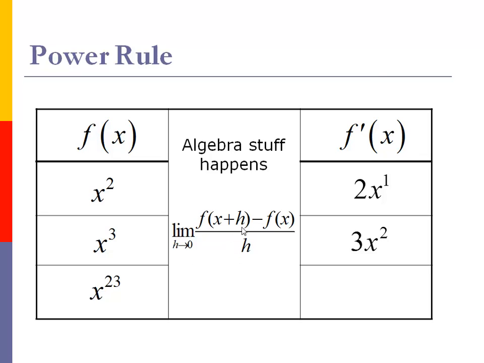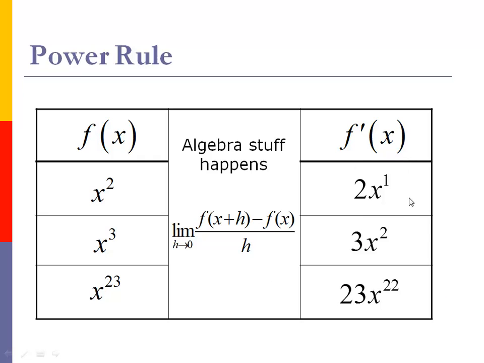Let's repeat the process. Let's take x plus h, put it into x to the 23rd, expand it out. That's multiplying x plus h, x plus h, x plus h, doing that 23 times. Get a result. Then we subtract an x to the 23rd. Then we divide by h. We reduce it out. Then we plug in 0 for all the h's. And guess what we get? We get 23x to the 22. So doing all that algebra, this is what we get.